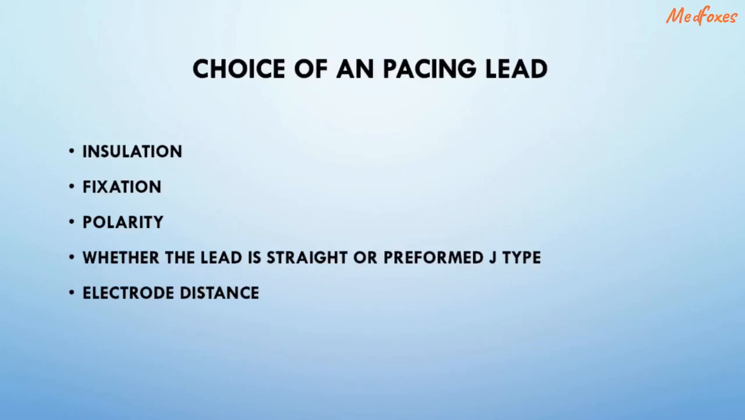When choosing an atrial pacing lead, the following must be taken into account. One is insulation, fixation, polarity, and whether the lead is straight or with a preformed J tip, and also intra-electrode distance. The intra-electrode distance of a bipolar lead also deserves consideration.